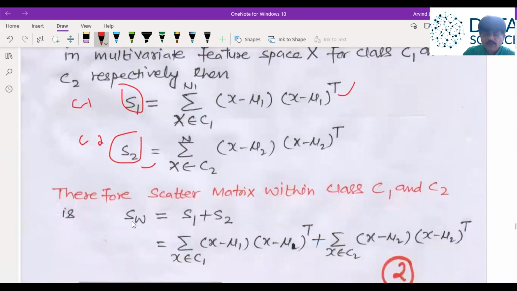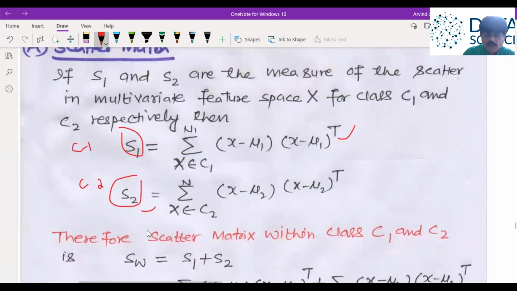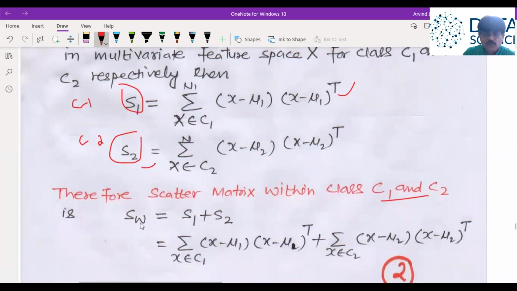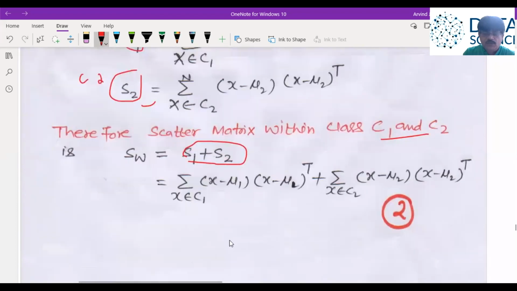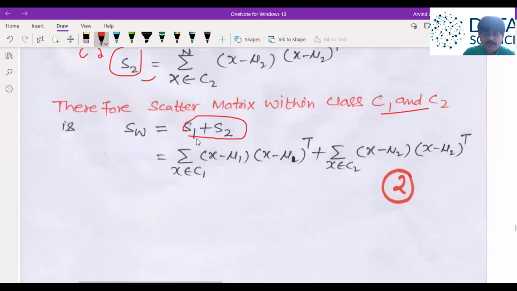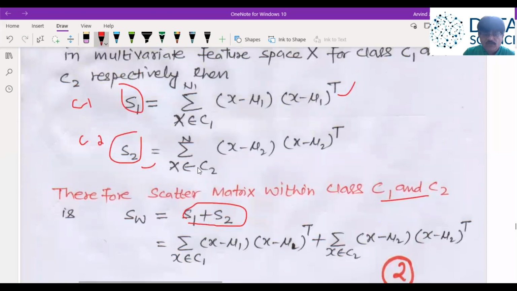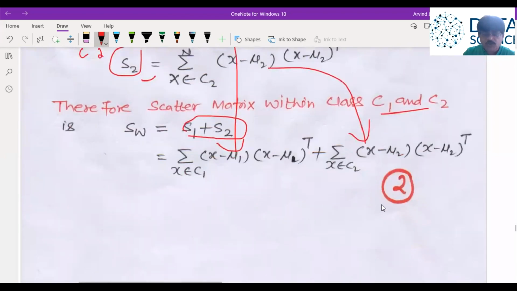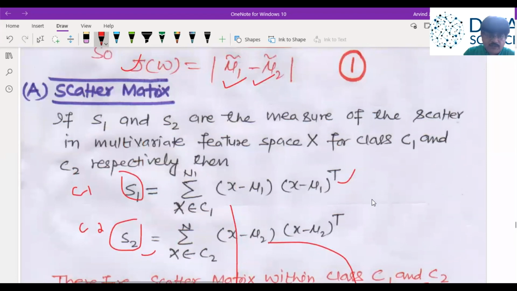Similarly, the total scattering, therefore the scatter matrix within classes C1 and C2, if we sum it up, SW is equal to S1 plus S2. So this will be the equation if you put the value of S1 from here and the value of S2 is this. Okay, this is our equation number 2, right?